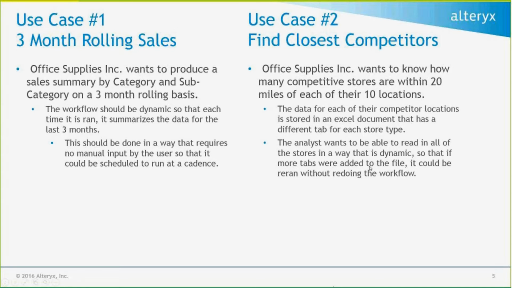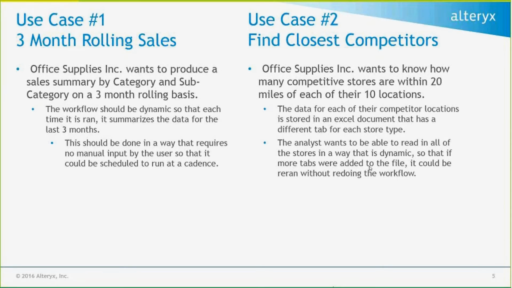In our presentation today, we're going to go through two use cases. The first use case is that Office Supplies, Inc. wants to produce a sales summary report by category and subcategory on a 3-month rolling basis, so that every time that the workflow is run, it pulls 3 months from the current date or the date in which it was run. And they want this to be done in a way that doesn't require the user to manually change date inputs or filters.